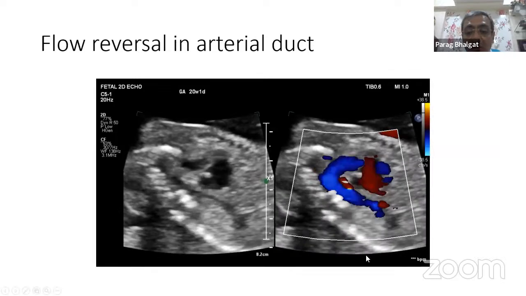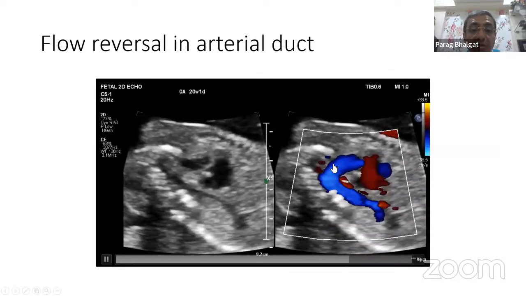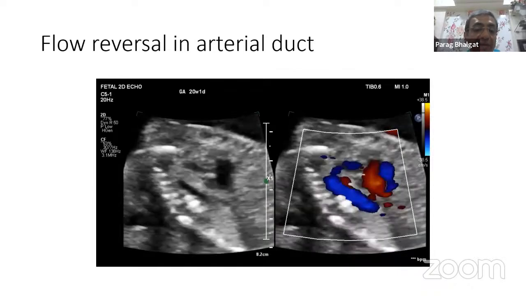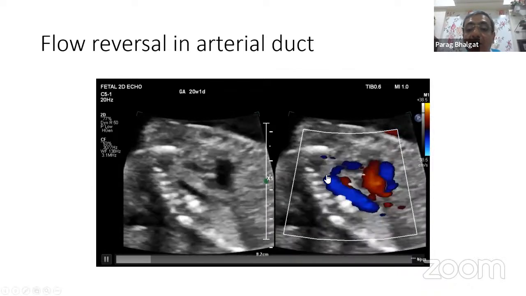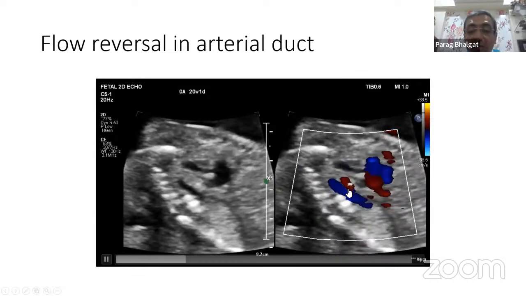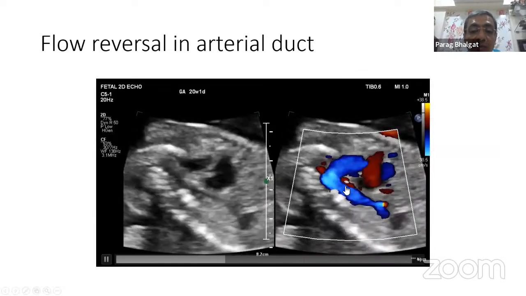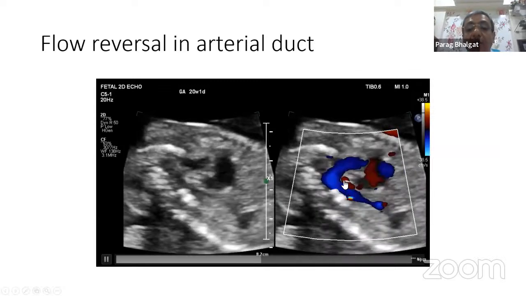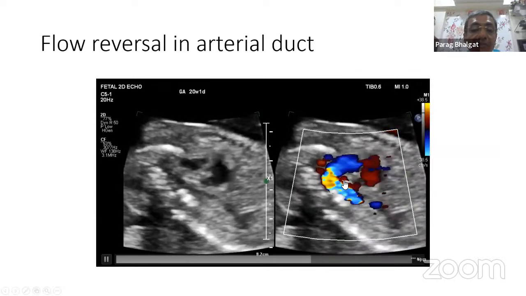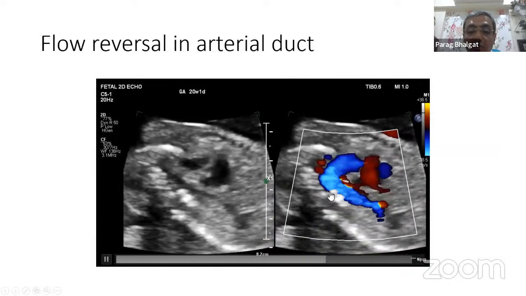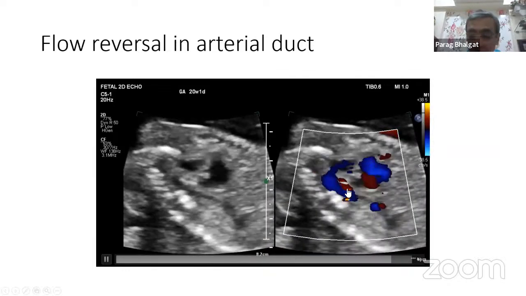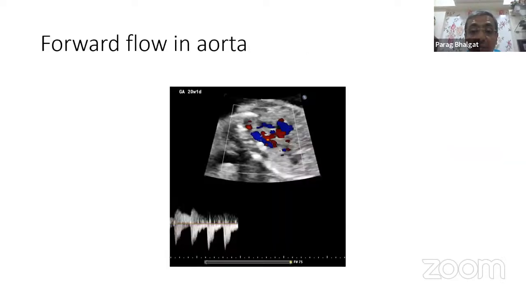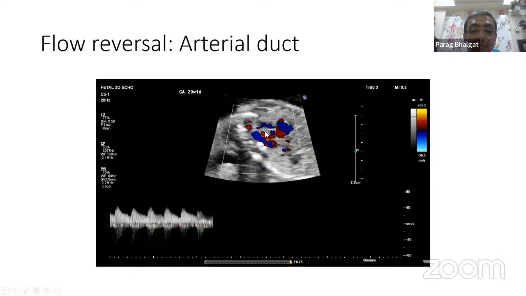Now this red dot, we are searching for the second artery. The first artery we can see in the arch is the aortic arch giving rise to neck vessels, and we can see the red flow here. I have demonstrated it with PW. It's a pulsatile flow, not a venous flow, so it's coming from the aorta. So it's a duct feeding the branch PA. This is the forward flow in the aorta and the flow reversal in that duct.